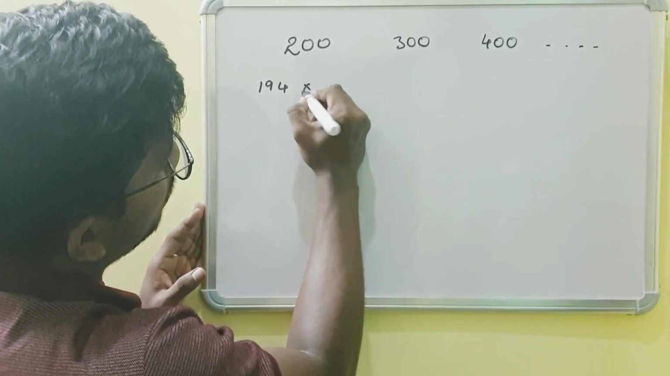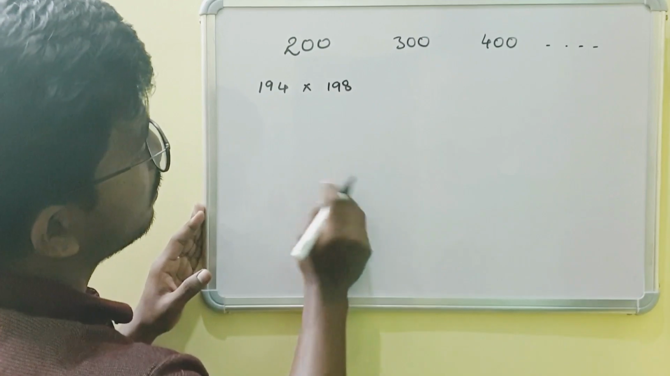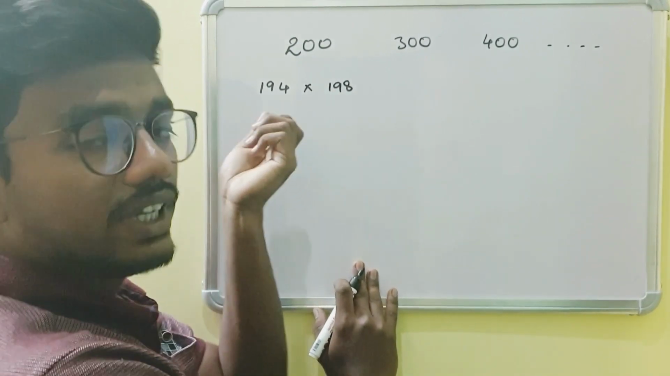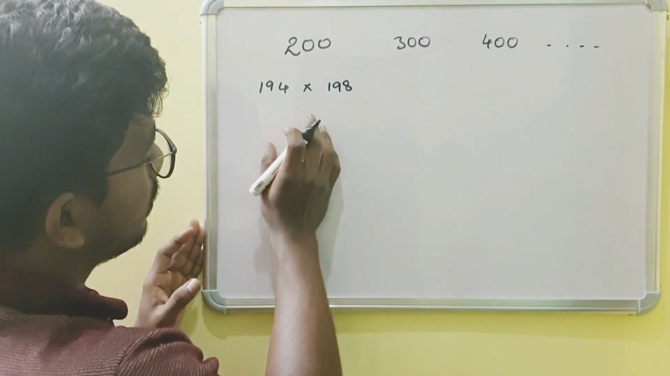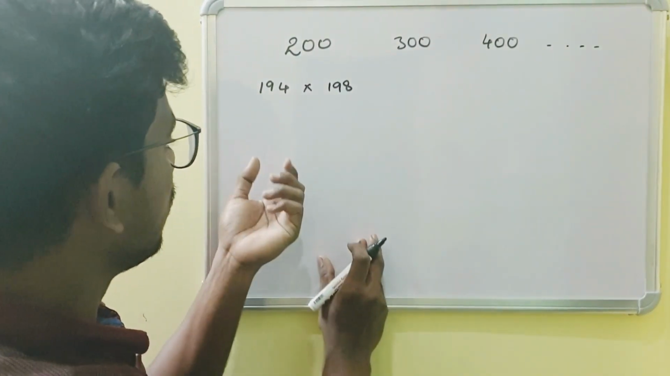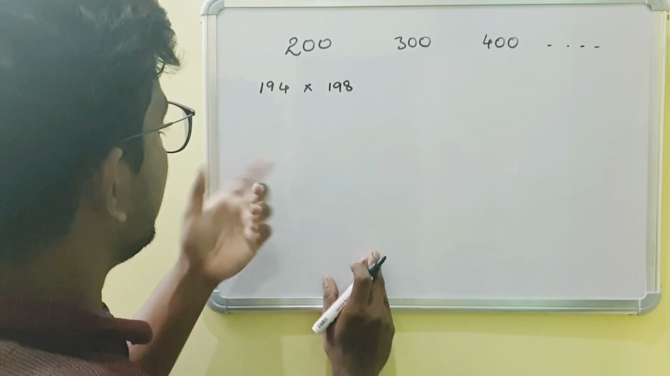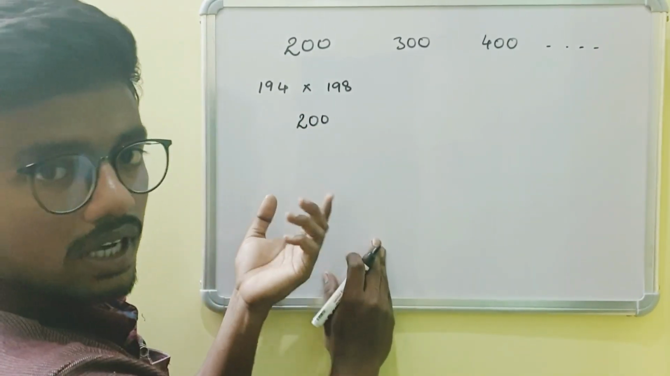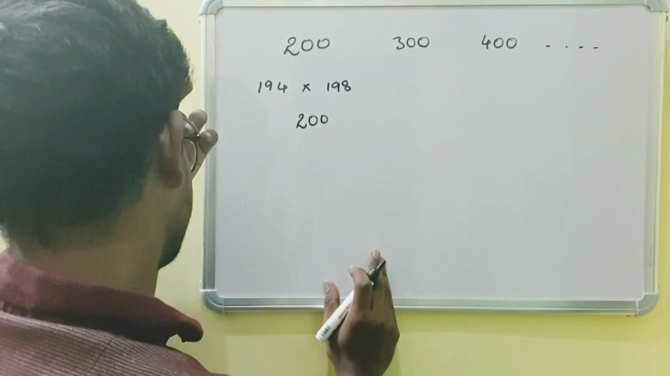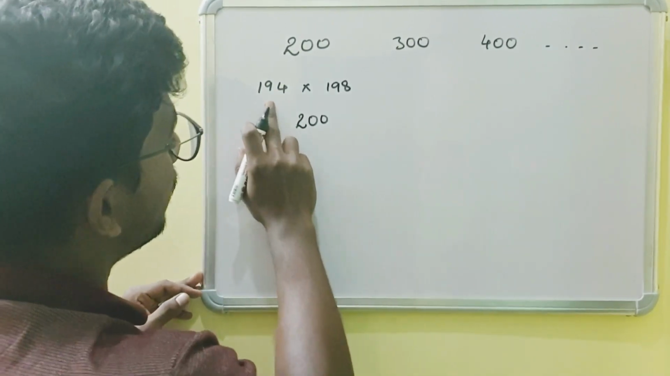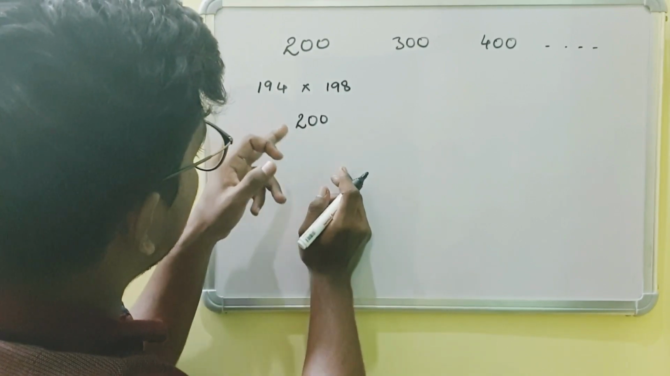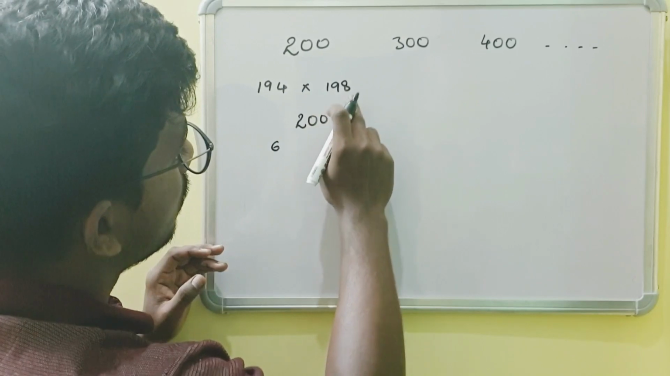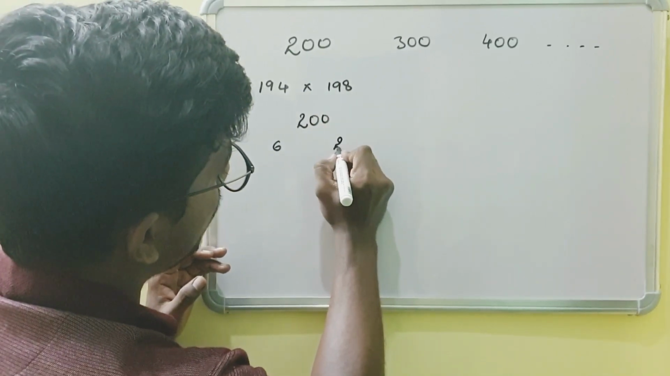I am taking 194 into 198. These two numbers are lesser than 200 and also nearer to 200. The same procedure has to be followed but with a little variation. Here I will take 200 as the common number as it is nearer to them. Taking 194 from 200, I get 6, and 198 from 200, I get 2.